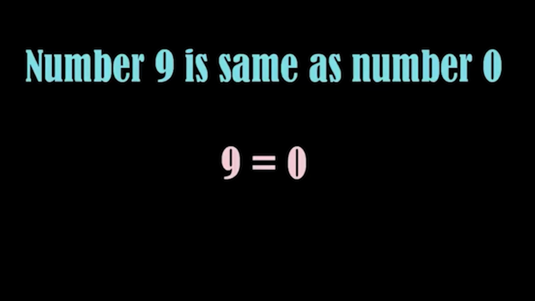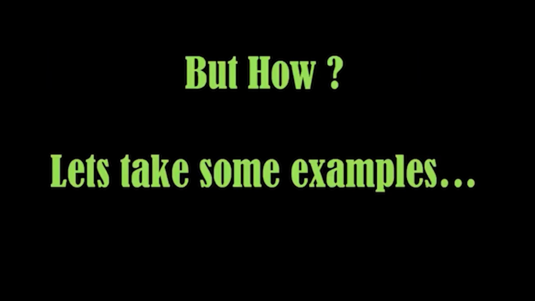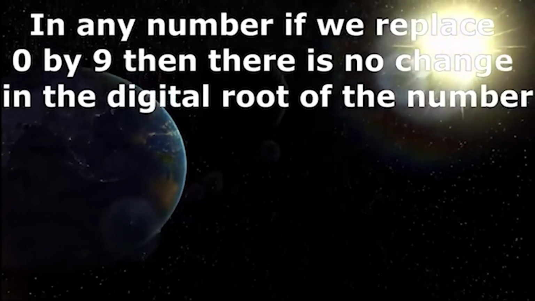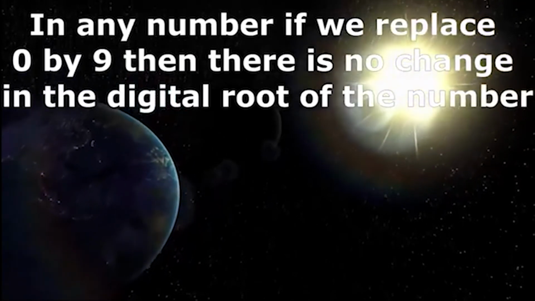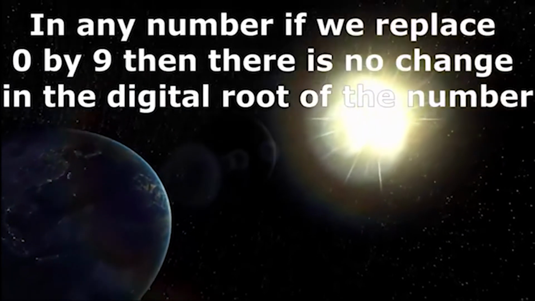Actually, number 9 is same as number 0 in some sense. But how? Let's understand it. In any number, if we replace 0 by 9, then there is no change in the digital root of the number.